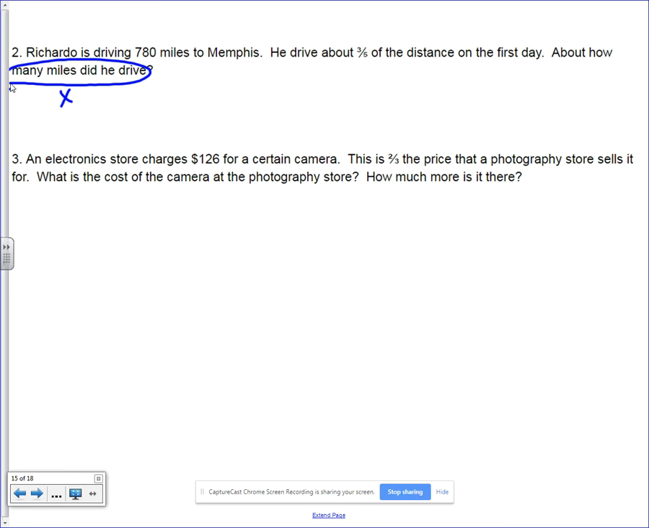He drove 3/5 of the distance. So 3/5 of means to multiply of the distance. Well, the whole distance is 780. That'll give me how many miles he drove on that first day. Notice the X is already isolated. All you have to do is multiply 3/5 times 780, and you get that X is 468 miles.